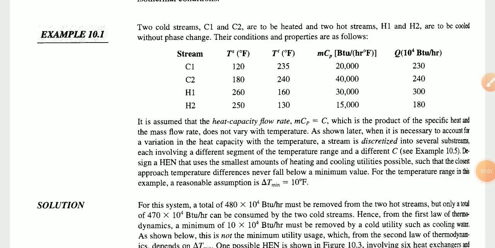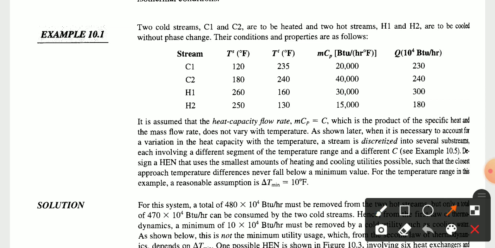The cold streams C1 and C2 are to be heated and the two hot streams H1 and H2 are to be cooled without phase change. The conditions and properties are as follows.